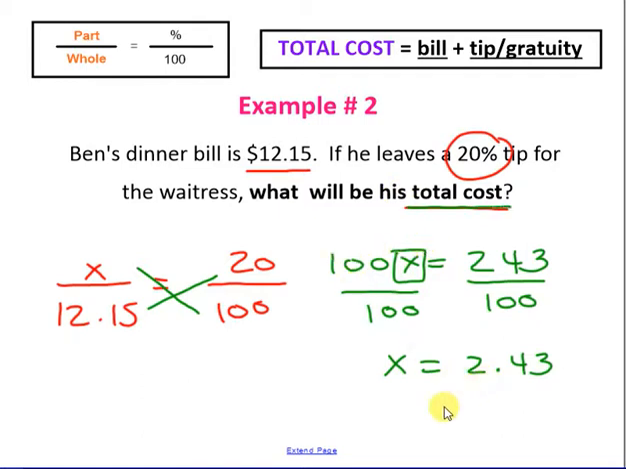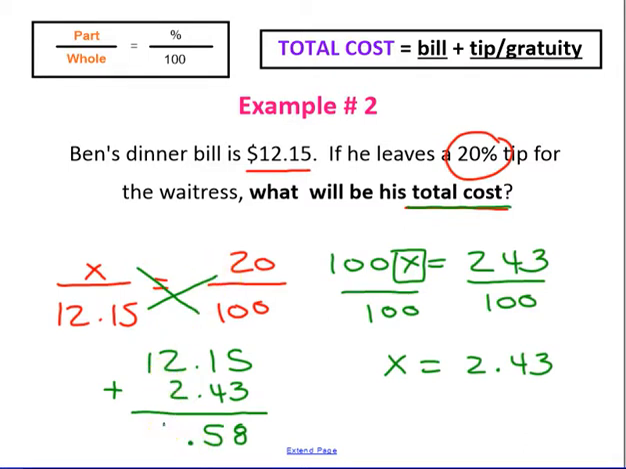So I need to take the tip and add it back to the bill. So the bill was $12.15. I'm going to add the tip, which is $2.43, and I'm going to find the sum. 5 plus 3 is 8. 1 plus 4 is 5. Bring down the decimal. 2 plus 2 is 4. And then 1. So the total bill is going to be $14.58. And that's the bill plus the tip.